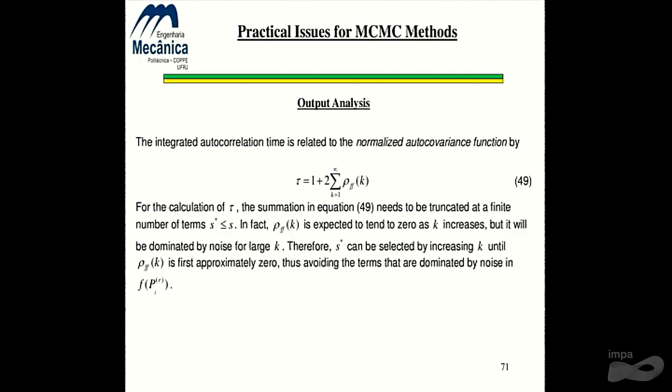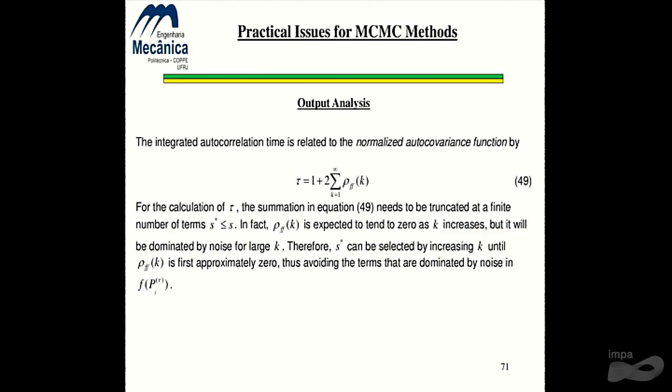And for computing this, for example in Matlab, there are functions to compute rho. When you compute rho, you see that it starts with 1, and it goes down to 0, and then it oscillates around 0 because of the stochastic character of the Markov chain. So actually you do not need to sum it up to infinity. You have to sum it up until it becomes 0, because afterwards this is only noise.